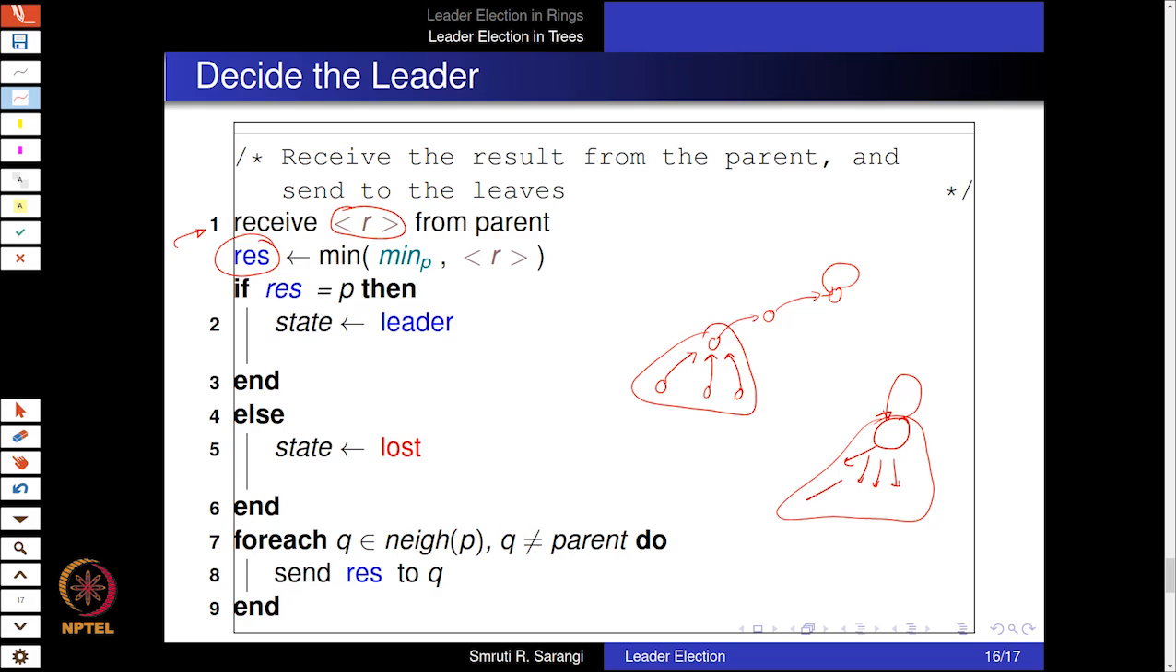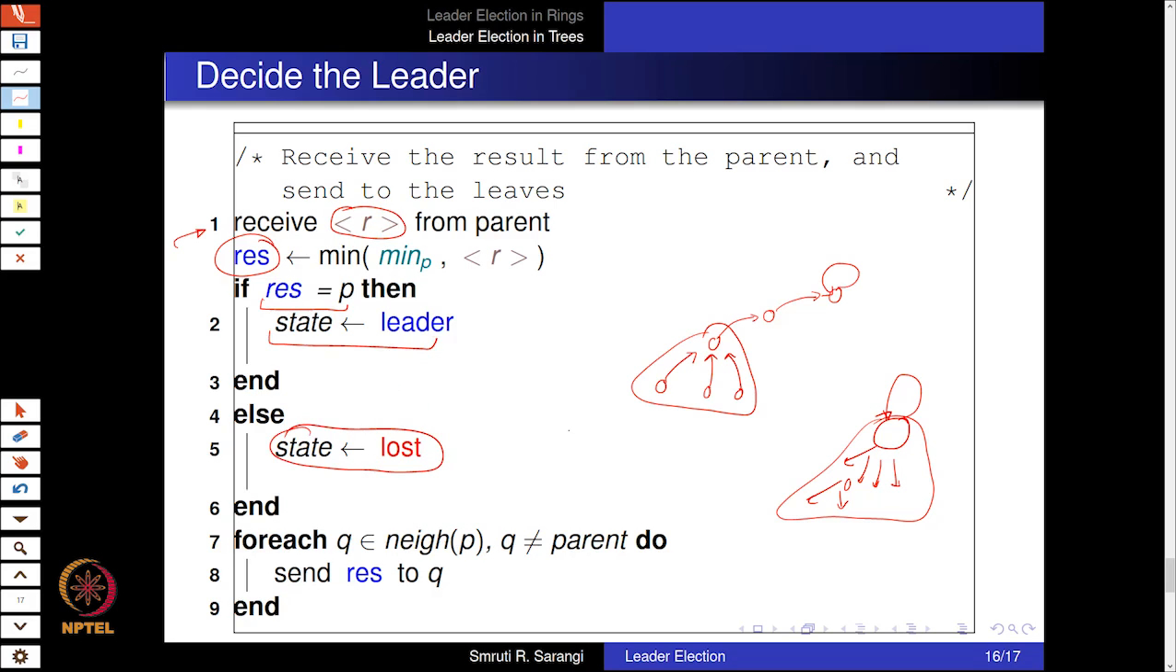So out of this, it is possible that one of these nodes will actually be the leader. It will have the least ID. So every node will compare res with P, and if res matches P, then it means that that node is indeed the leader, so it will set its state equal to leader. Otherwise, it will set its state to lost.